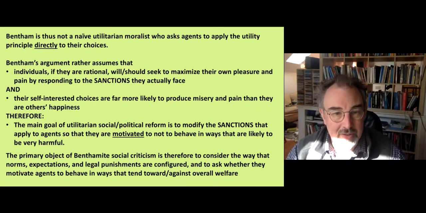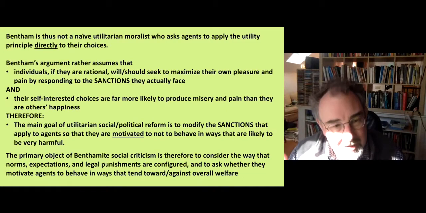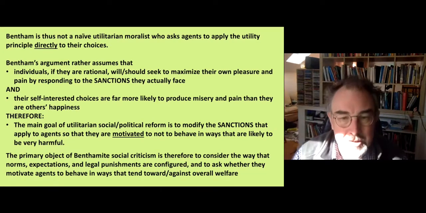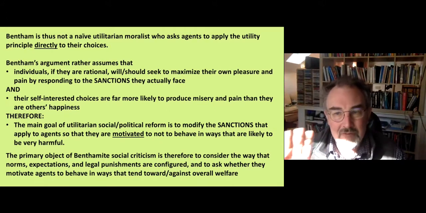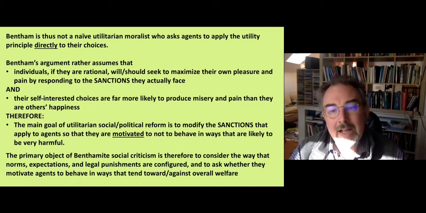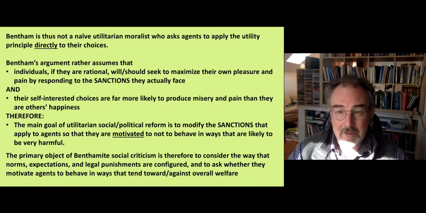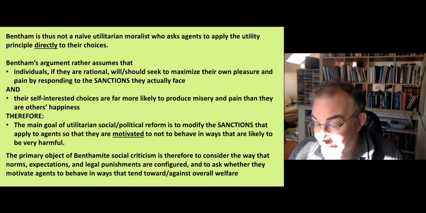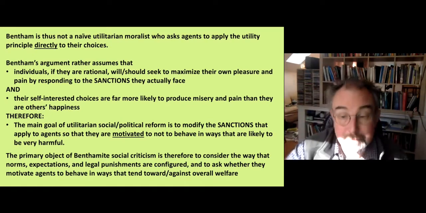And what we should be trying to do as utilitarian reformers is to think about the optimal modifications to that pattern of sanctions that will incline and motivate agents not to behave in ways that are likely to bring about large-scale harms. So understood in that way, the primary object of Benthamite social criticism is to consider the way that norms, expectations, legal punishments especially, this configuration of sanctions that we confront in our day-to-day lives, are configured, and to ask whether they in fact motivate agents to behave in ways that tend towards or against overall welfare. And if we discover that these configurations of sanctions incline individuals to behave in ways that are very harmful collectively, then we should try to modify and reform them, and perhaps in some cases completely eliminate them.